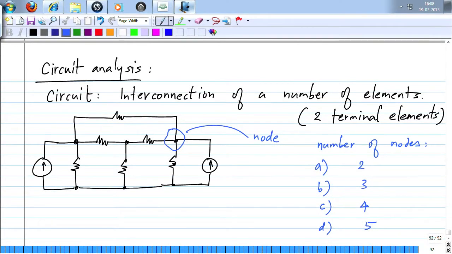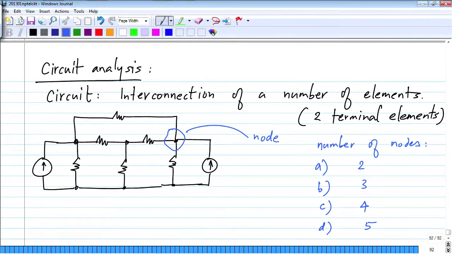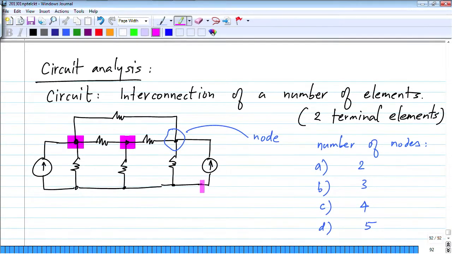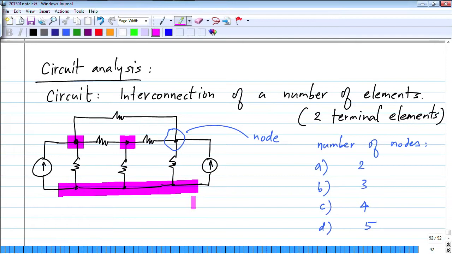So I see a number of answers here. Many of you say it is 4, and that is correct. So we have one node here, another node here, another node here, and this whole thing, it's written as an extended line, but of course this is a node. For convenience we write it like that, but if you just have a wire, that is a node. So we have 4 nodes in the circuit.